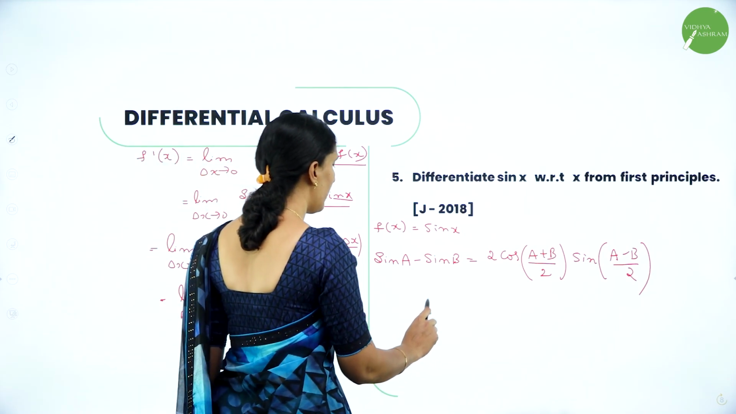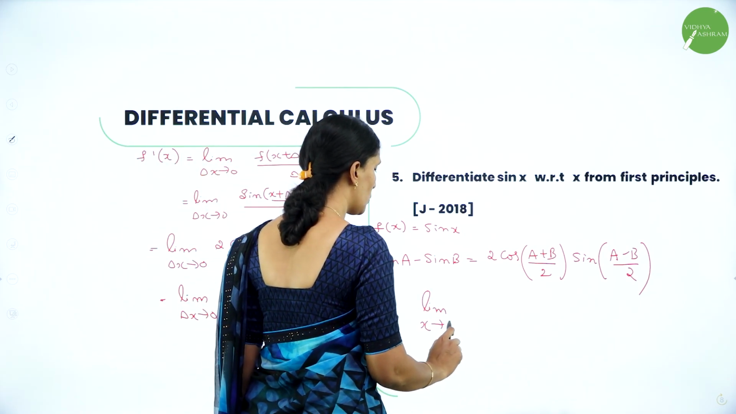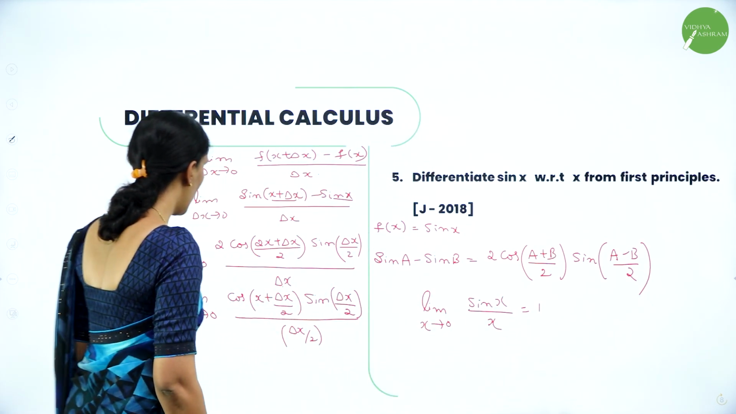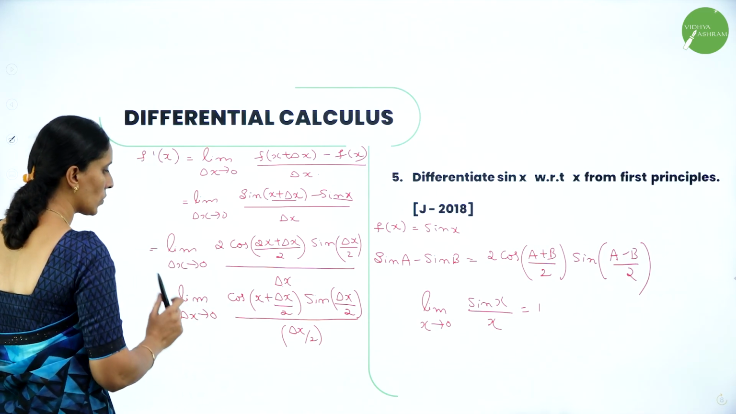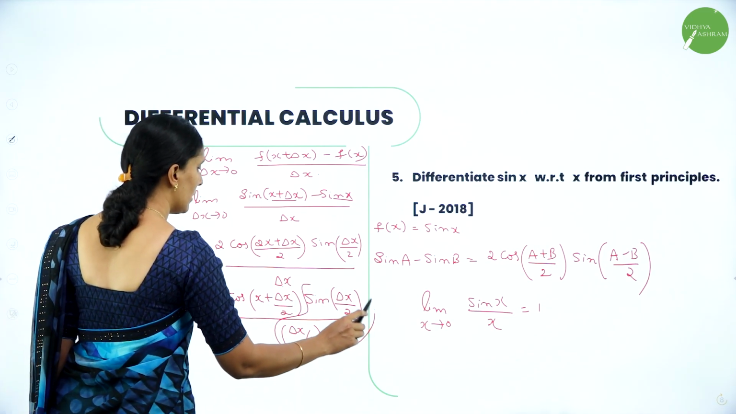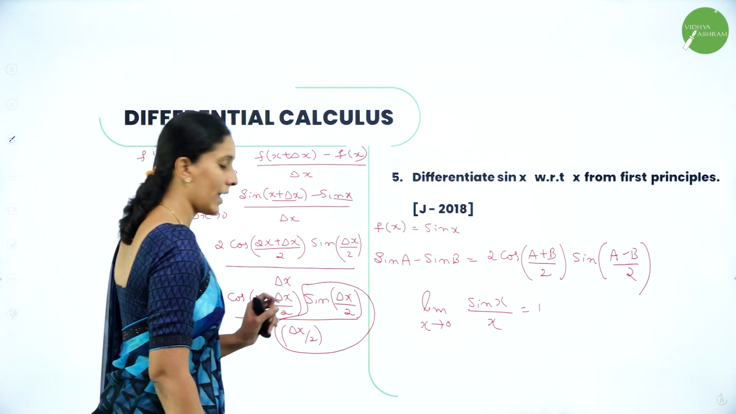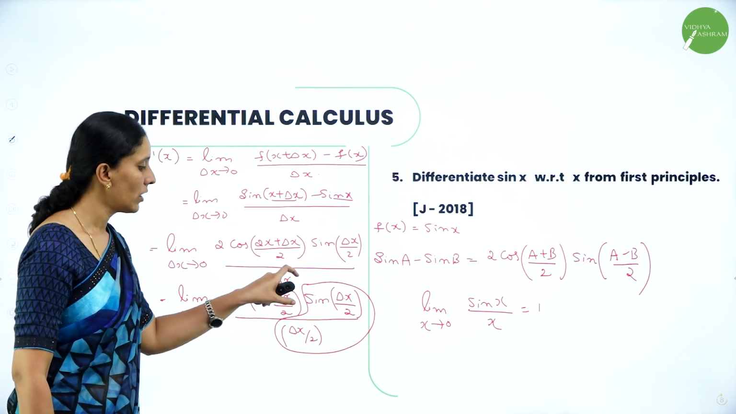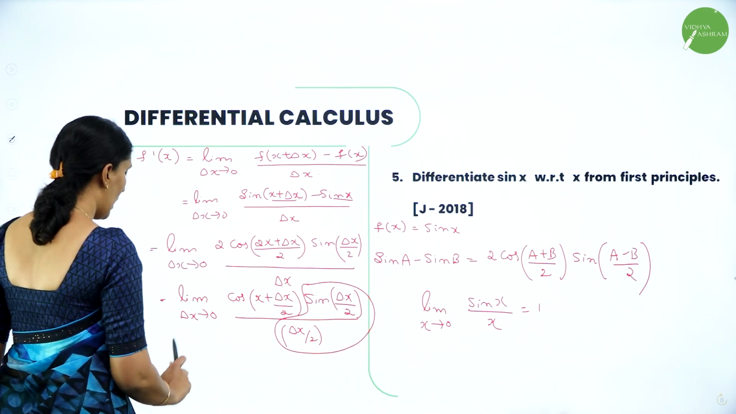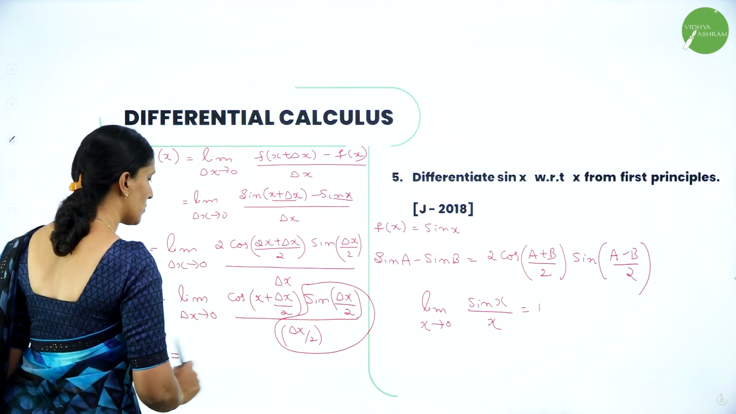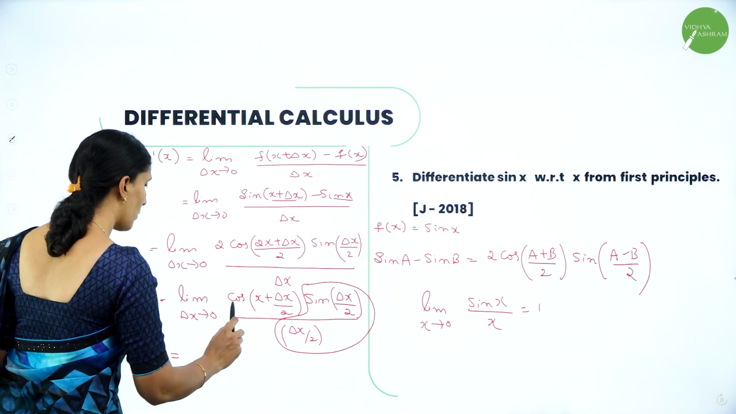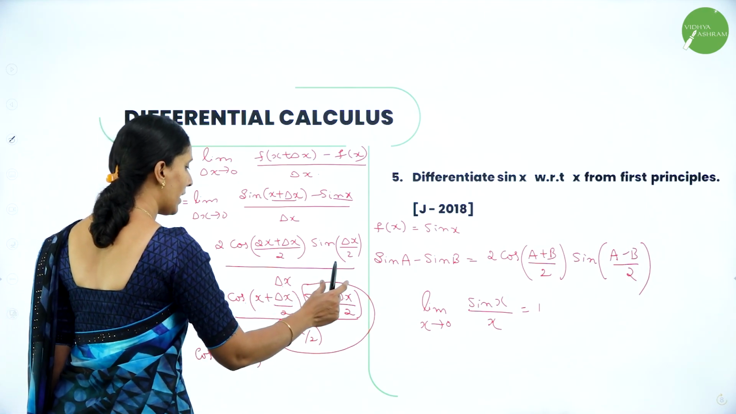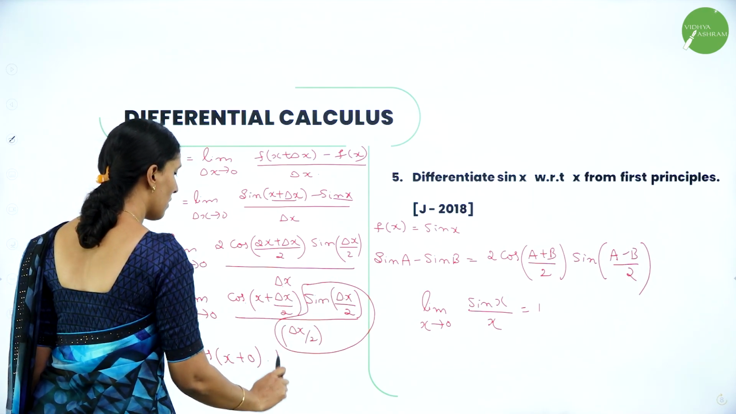Now we know the standard limit, that is, limit as x close to 0 of sin x by x can be written as 1. Now apply the limit as Δx close to 0 for this function. This takes the form of sin x by x. So if you apply the limit as Δx tends to 0 for this term, we will get the value as 1. So let us apply the limit as Δx tends to 0. So we will put Δx equal to 0 here. So cos of x plus 0. Now if you apply the limit, the value is 1.